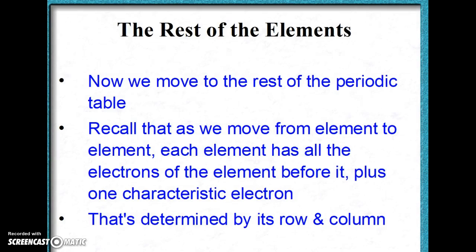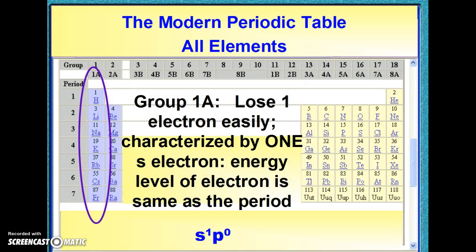Now we move to the rest of the periodic table, and we recall that as we move from element to element in the table, each element has all the electrons of the element just prior, and then it has its characteristic electron determined by its row and column. We're back to group 1A, or group 1. It loses 1 electron easily. It's characterized by a single s electron. The energy level of the electron is the same as the period. S1, P0. There are no p electrons on the first energy level. There are on the second and third and others.